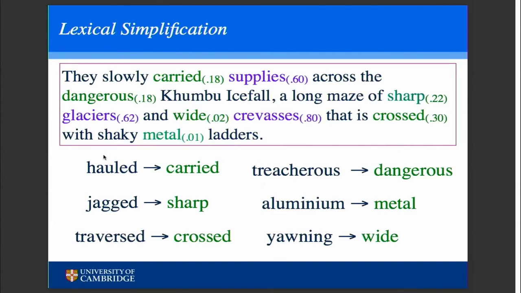And these are some of the simplifications that our system makes on this particular sentence. So you see hauled has been changed to carried, jagged has been changed to sharp, etc. And you'll notice that there are 3 words in blue that haven't been simplified. This is because there are no appropriate synonyms to actually replace these words with. And that's okay, and sometimes that will happen.